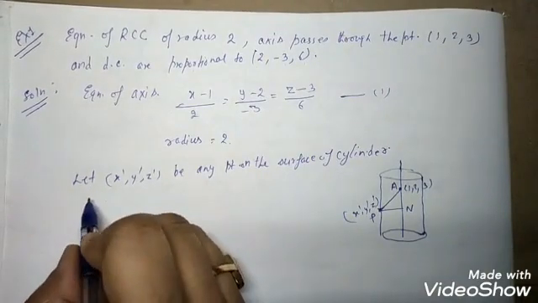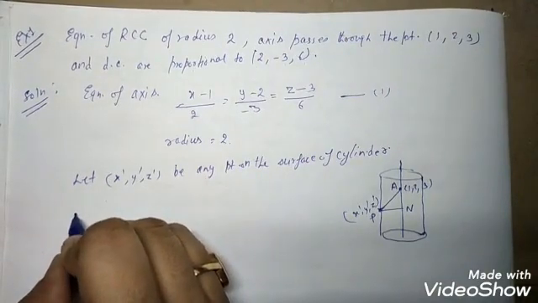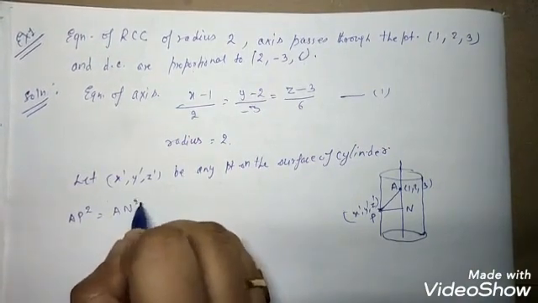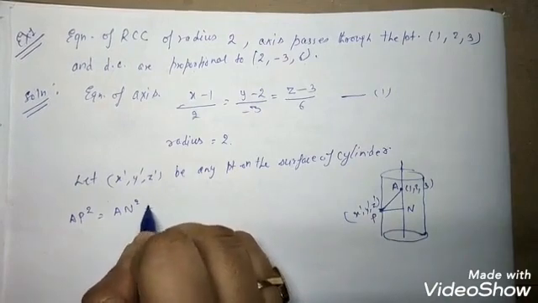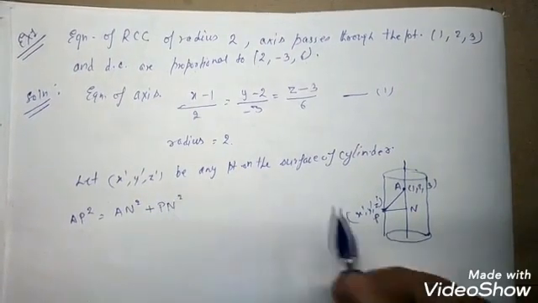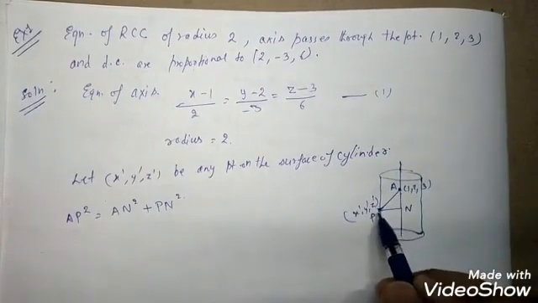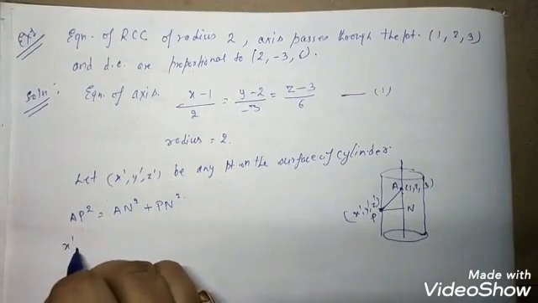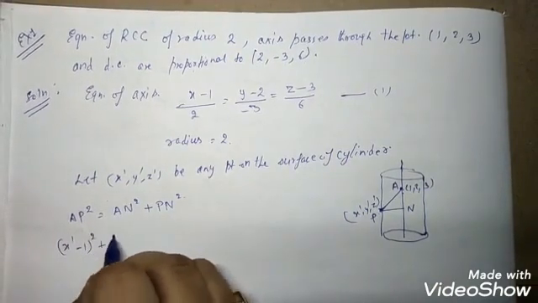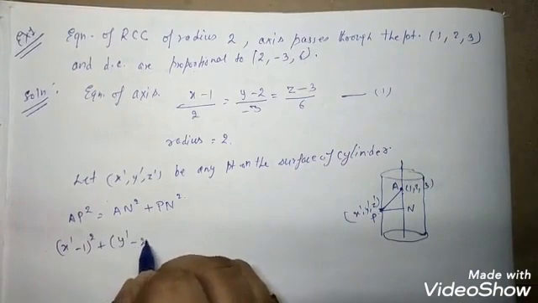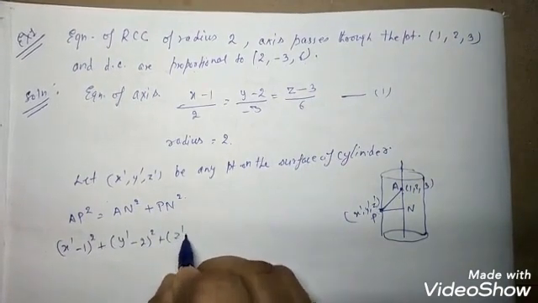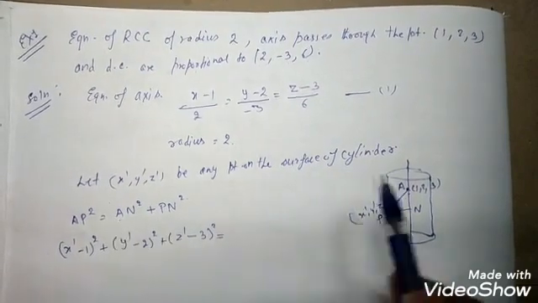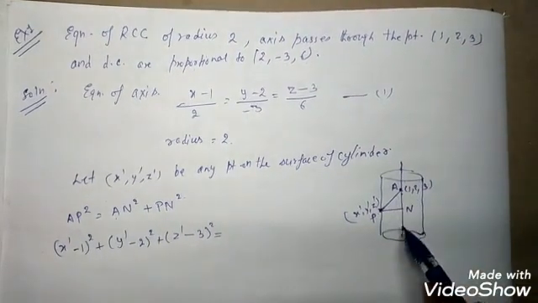So we have AP square equal to AN square plus PN square. Now AP square is the distance between these 2 points A and P. So this AP square is (x dash minus 1) square plus (y dash minus 2) square plus (z dash minus 3) square. AN is the projection of line AP on the axis.